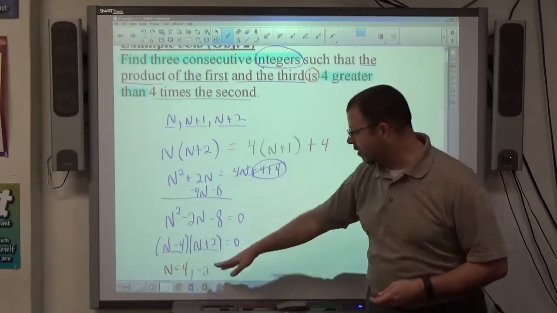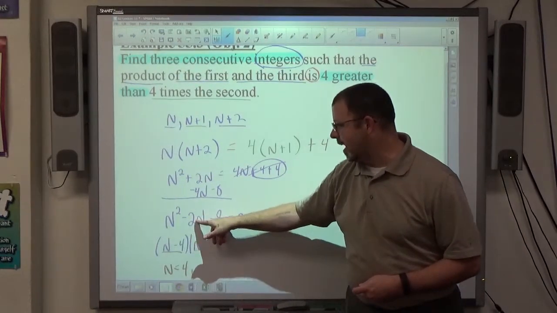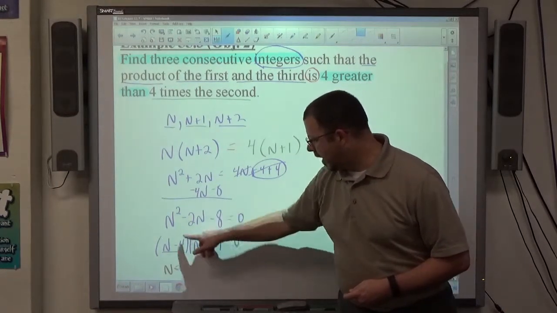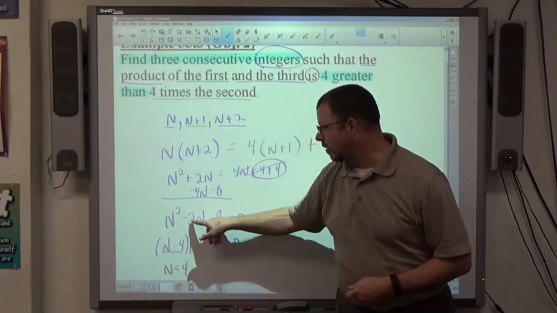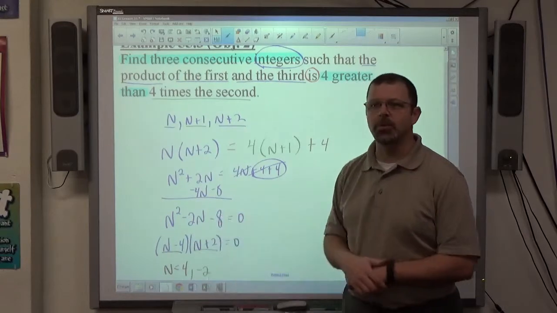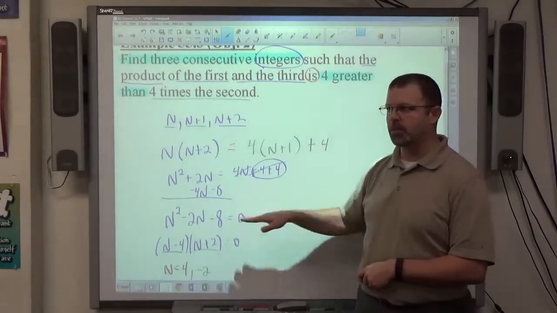If you want to verify that actually works, 16 minus 8 is 0. -2 squared would be +4. Plus 4 is 8, minus 8 equals 0. Both of those work, right? They both make this true.